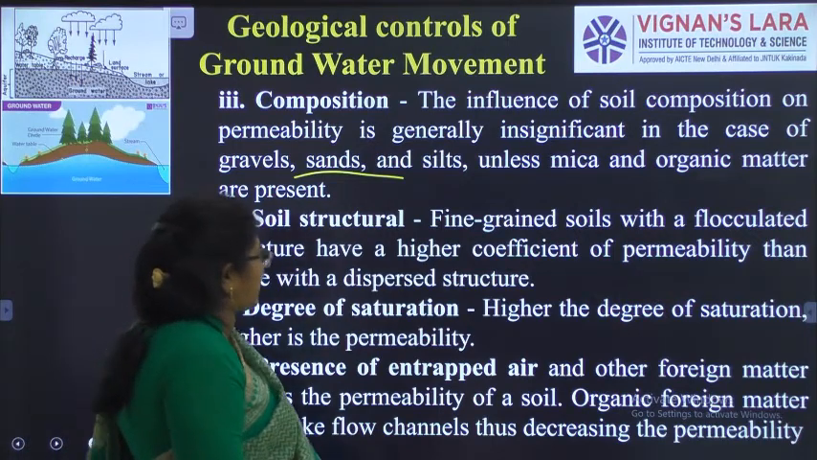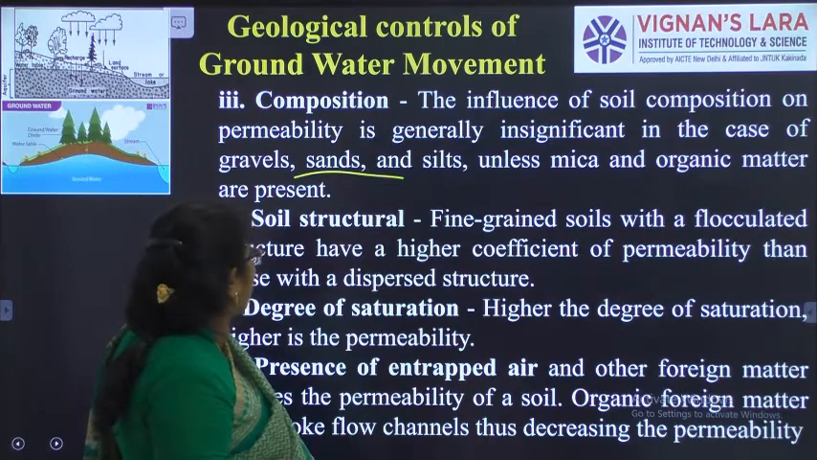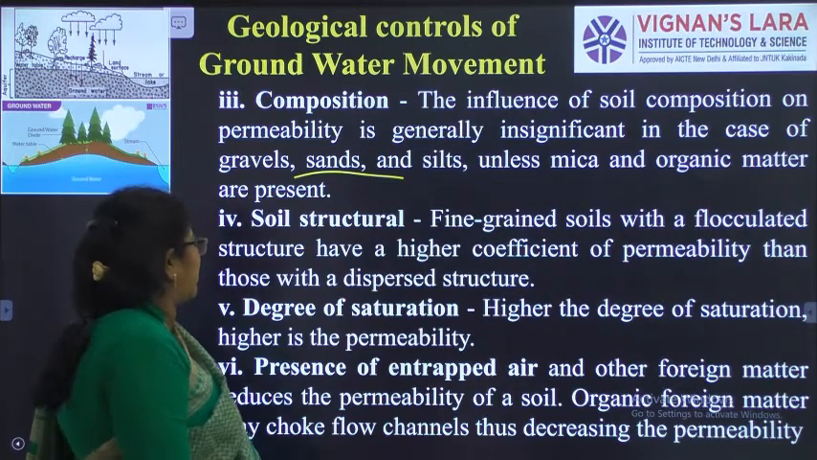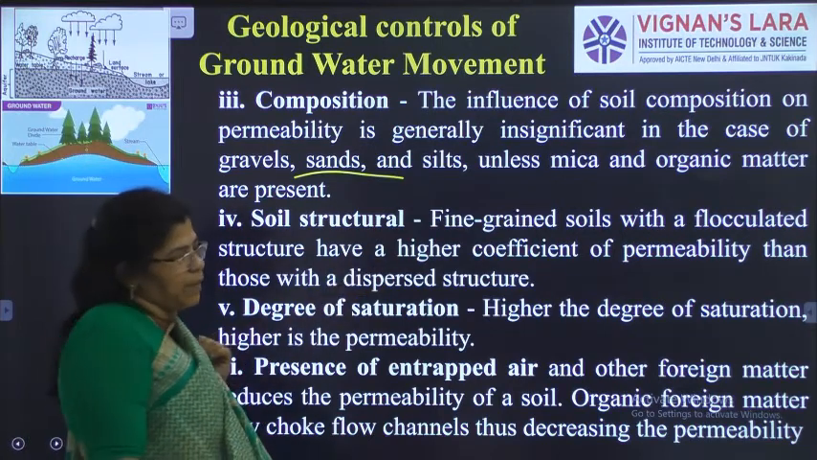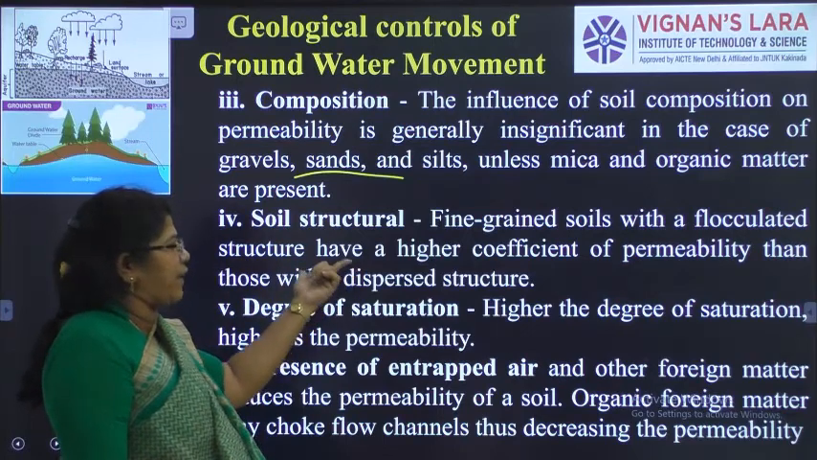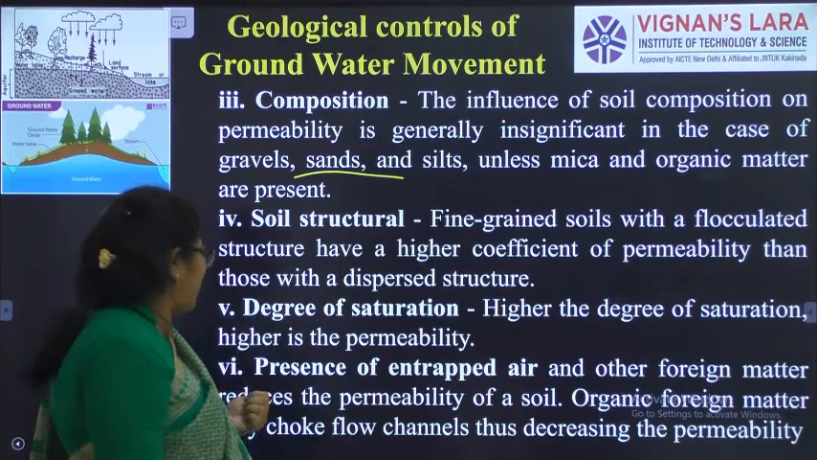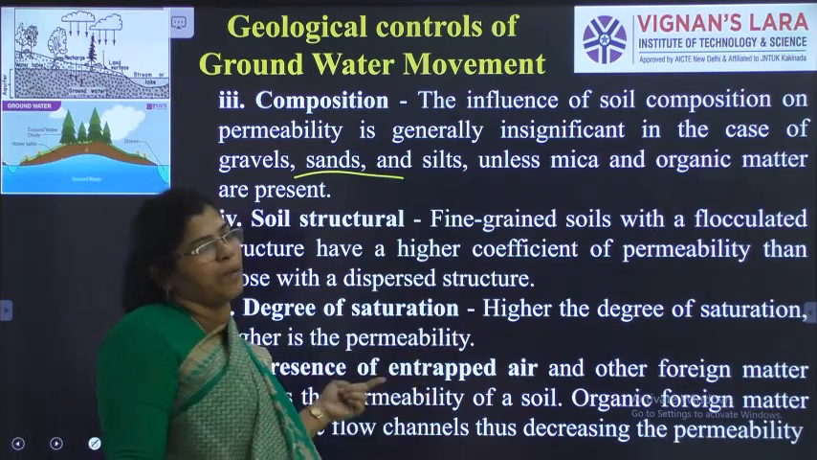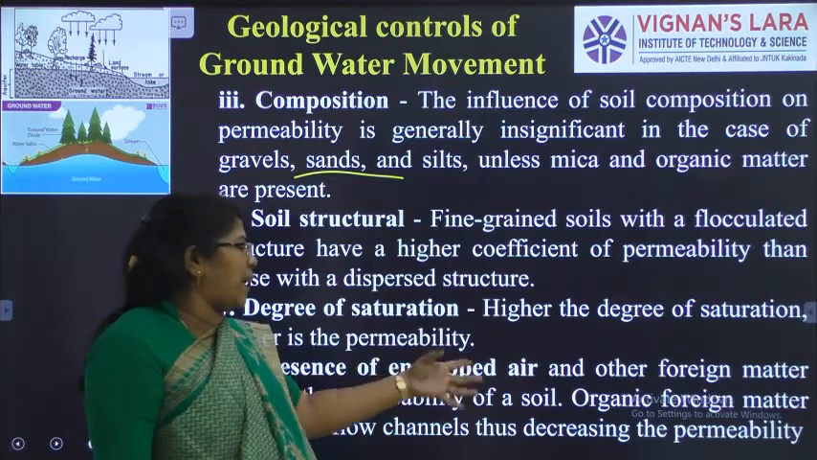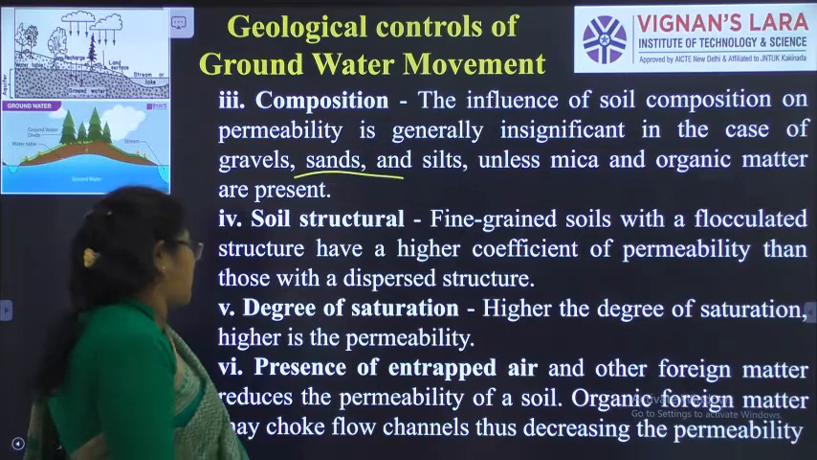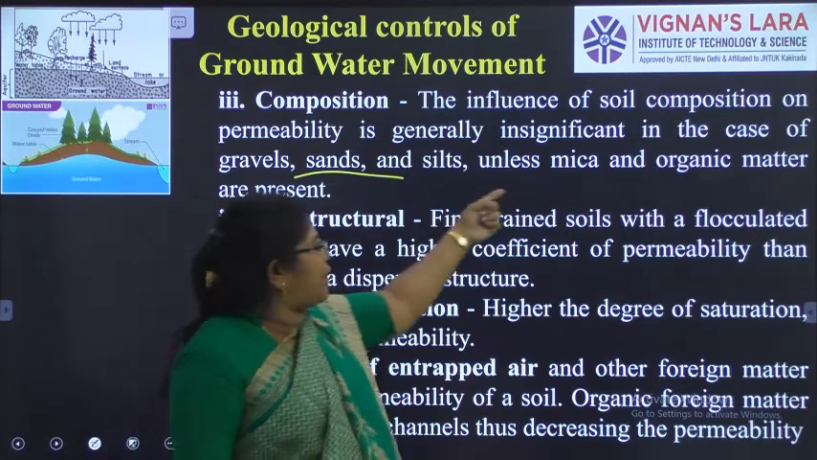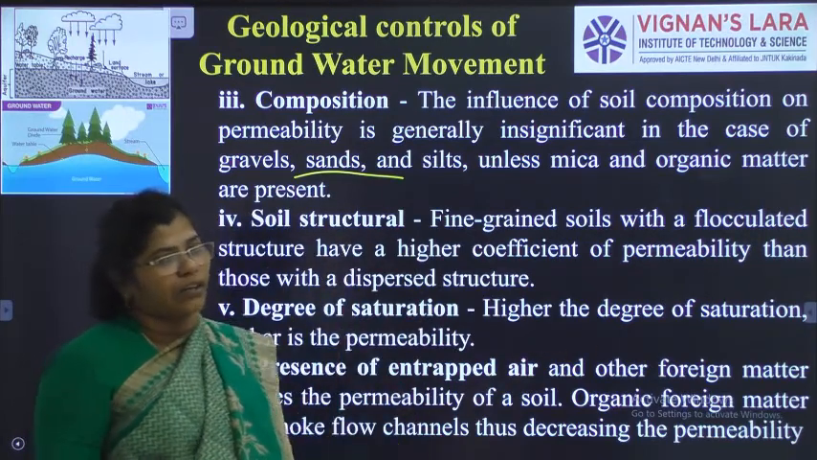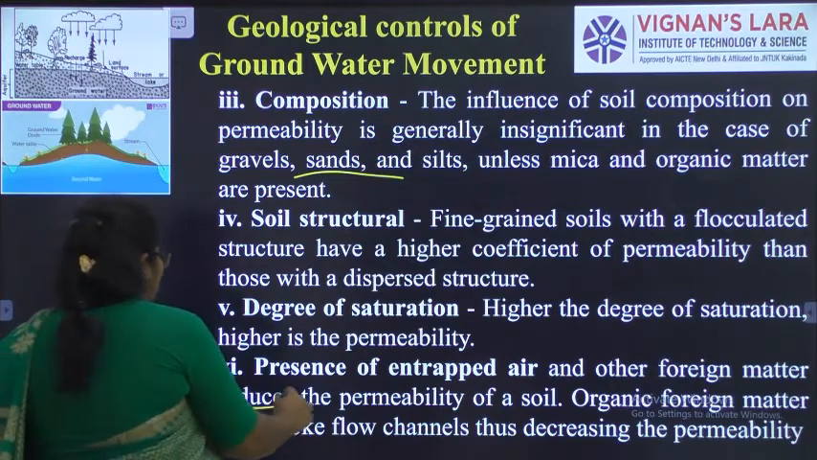The next one is the soil structure. Fine grained soils with a flocculated structure have a higher coefficient of permeability than those with a dispersed structure. I told you that this depends upon the grain, so if it is a fine grained soil, then the coefficient of permeability will be less. The higher the degree of saturation, the higher the permeability. And the presence of entrapped air and foreign matters reduces the porosity. Mainly mica and organic matters form the foreign matters, which block the pores and do not allow the water to pass through, so it reduces the porosity.